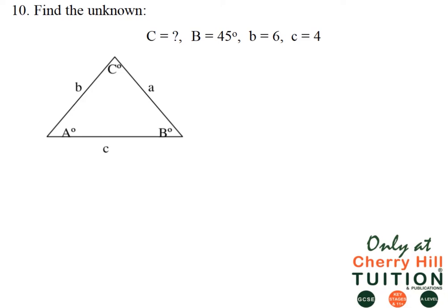Question 10, find the unknown. We've been given one angle and two lengths, and we need to work out a second angle. When we have questions like this, the formula that we need to use is the sine formula, which is sine A over a is equal to sine of B over b, which is equal to sine of C over c. So in this question, we are dealing with B's and C's. So the part of the formula that we need to use is this part here.